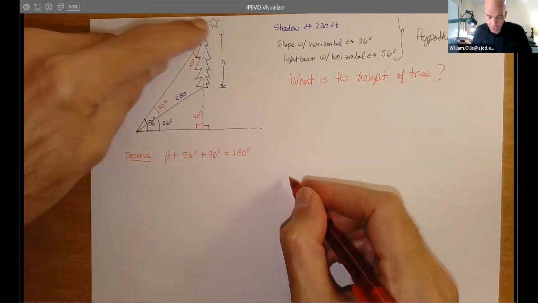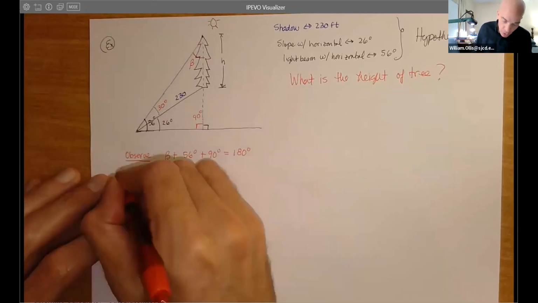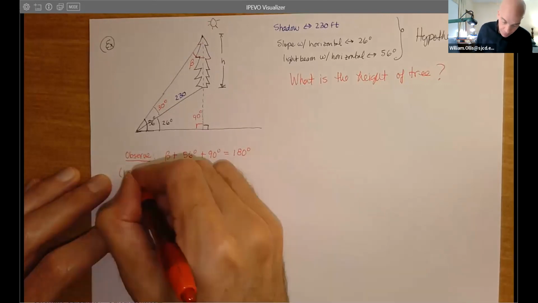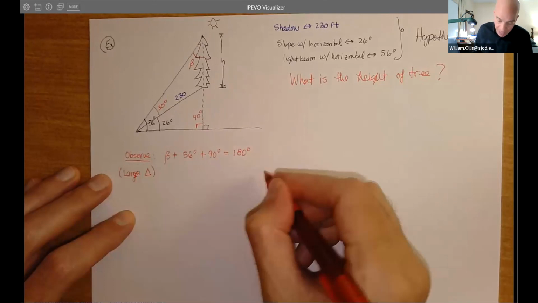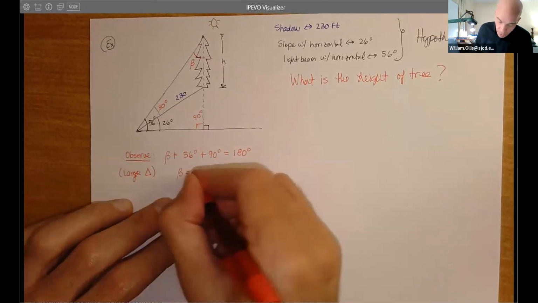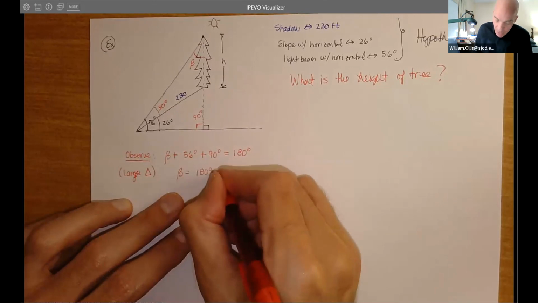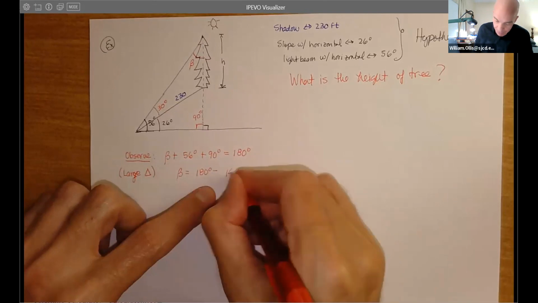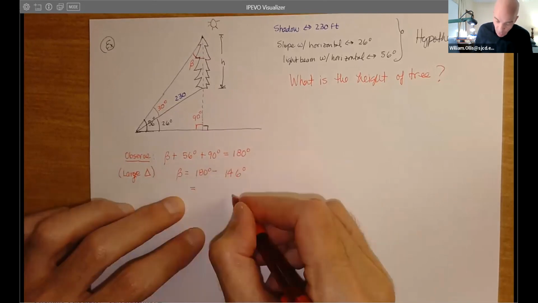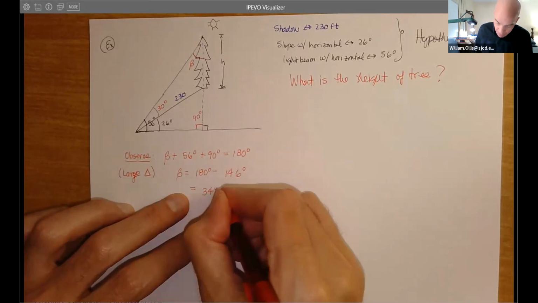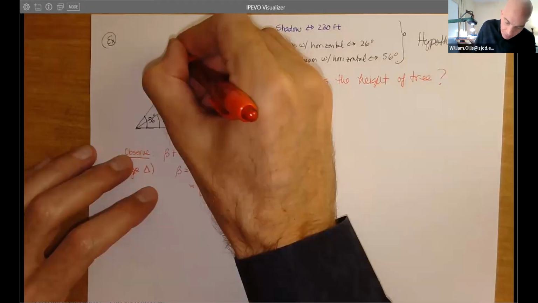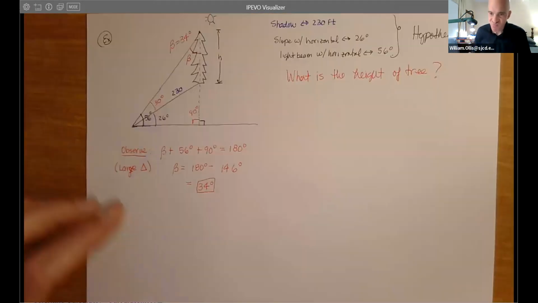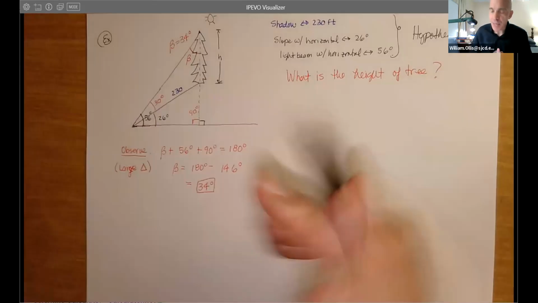That is, if you look at the large triangle, the large triangle. So now beta will be 180 degrees minus, so we'll add these up, that'll be a 6 and a 146. So that'll give us 34 degrees. So now we can write up here beta equals 34 degrees. Now, of course, these calculations are simple, but they set up the law of sines.